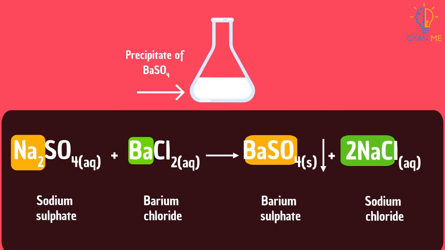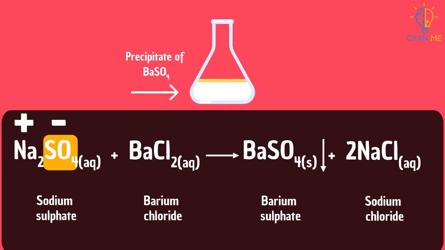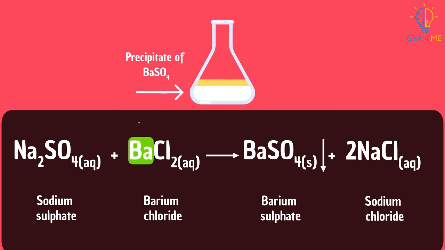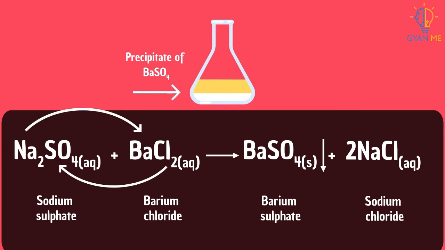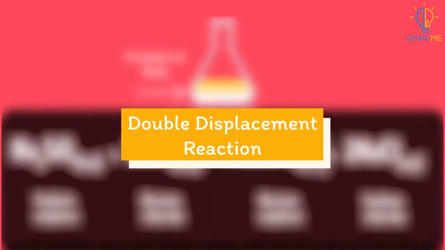Here in the compound sodium sulfate, sodium is the positive ion and sulfate is the negative ion. Similarly, in the compound barium chloride, barium is the positive ion and chloride is the negative ion. As you can see, ions are interchanged and new compounds are formed. In this reaction, we observe that two displacements are taking place at the same time. That is, sodium and barium cations replace each other from their respective compounds. Hence, it is a double displacement reaction.